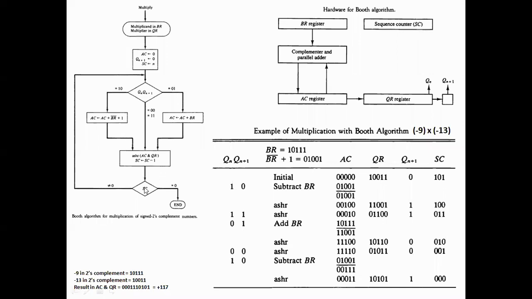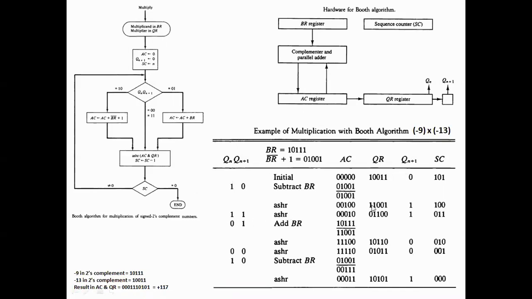Now after that, check the counter. Is it 0 or not 0? It is not 0, so go this way. Again check Qn and Qn plus 1. What are Qn and Qn plus 1 now? It is 1 1. This is Qn, this is Qn plus 1, and this is 1 1. So 1 1 means this route I have to take. The flowchart is saying take this route, so I don't have to do any addition or subtraction. Do an arithmetic right shift and a decrement in the counter. So 1 1 means arithmetic right shift.